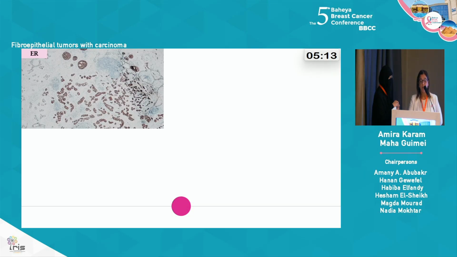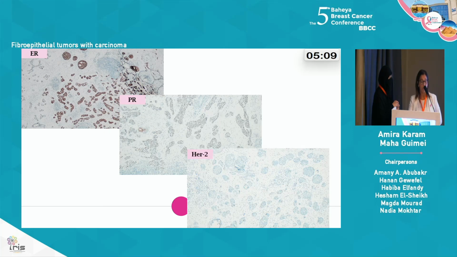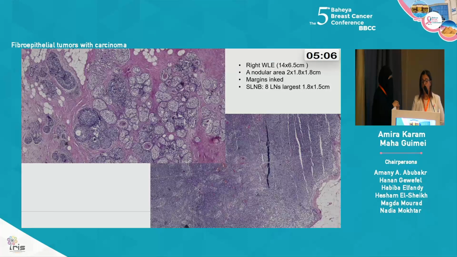Since it turned out to be an invasive carcinoma, we did the ER, PR, and HER2. It was ER positive, PR positive, and HER2 negative.